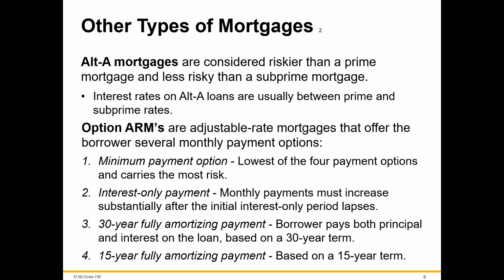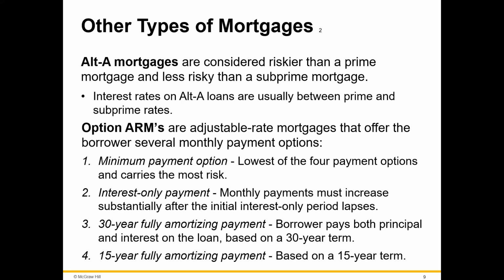Now, we spoke about ARM mortgages, which is the adjustable rate, but then we're going to add the word option in front of it. So our option adjustable rate mortgages offer the borrower several monthly payment options. You can choose the minimum payment option, in other words, the lowest possible. Typically that is interest only, but it could be even lower than that, because interest only is a different type of option. However, that's the one that carries the most risk for the lender, and the risk for the borrower will be probably losing the property if they cannot pay later. Interest only payment: monthly payments must increase substantially after the initial interest only period lapses.